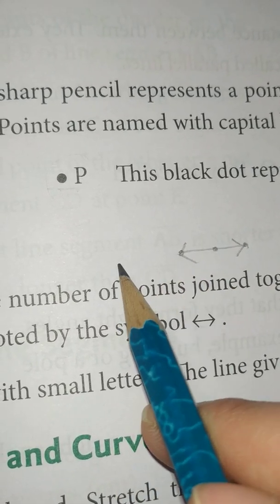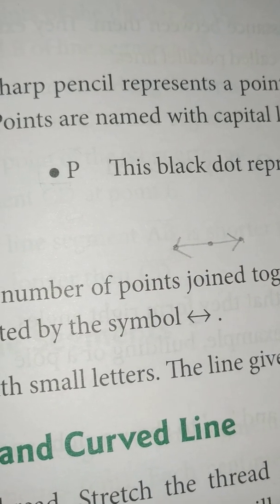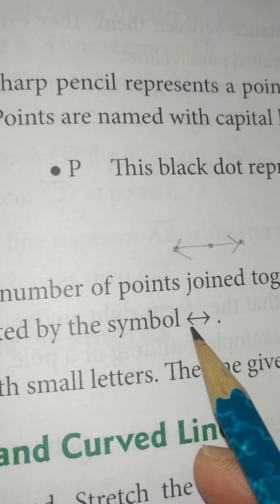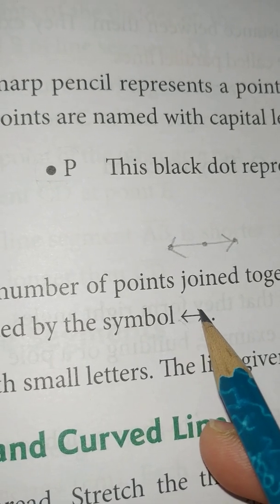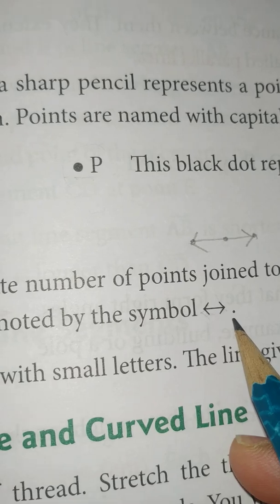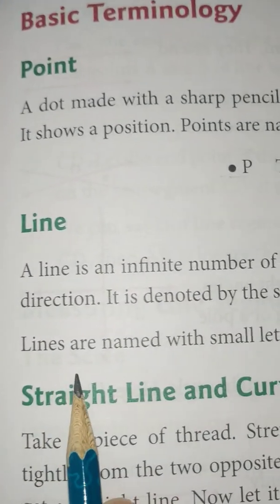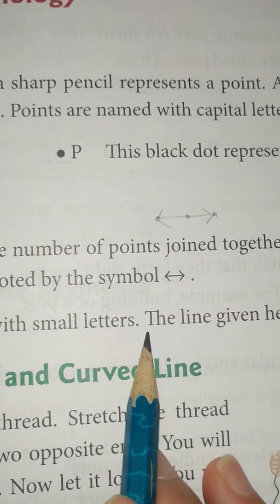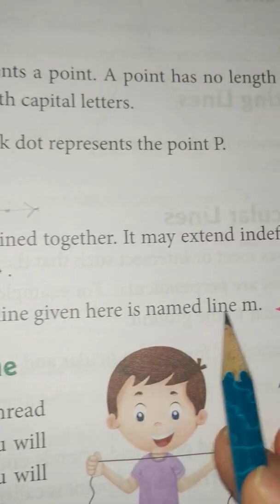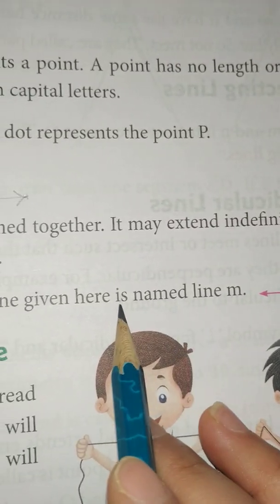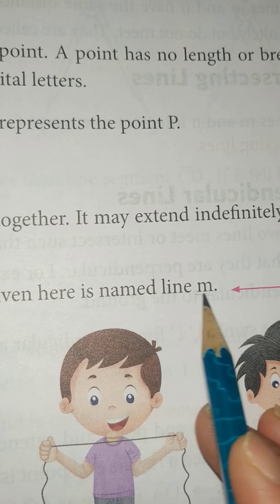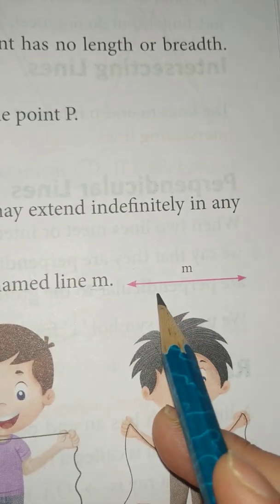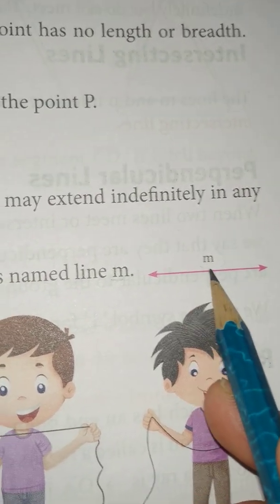मतलब आप दोनों डायरेक्शन में इस लाइन को एक्सटेंड कर सकते हो, मतलब बढ़ा सकते हो. और लाइन का सिंबल होता है आपका ये, एरो इन द बोथ साइड. Okay, now lines are named with small letters. The line given here is named line m. So you have to name the line with the help of a small letter. Here the name of this line is given by the small m.